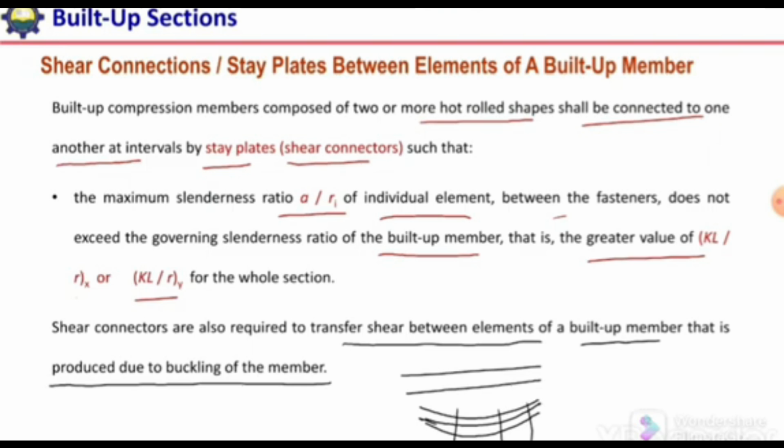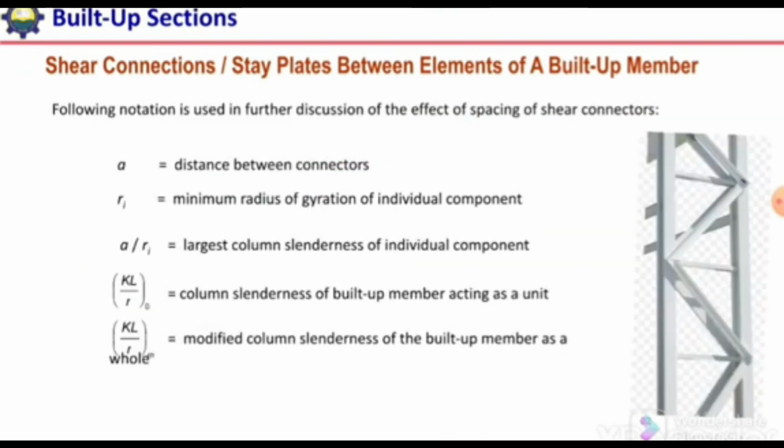So to resist the shear between these two elements of the built-up section, we need to provide shear connectors so that the shear can be transferred from one member to the other, as well as their stiffness could be increased. And when these are connected with the help of these shear connectors, the section will behave like a single unit. So here we can see, these are the shear connectors. We can say these are the lacing and these are battens or tie plates.